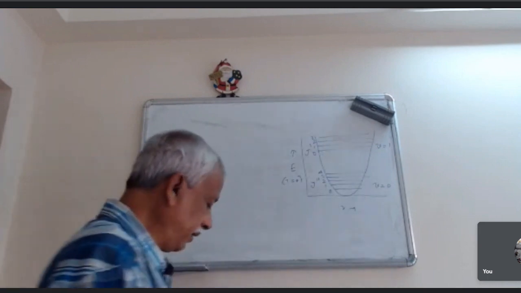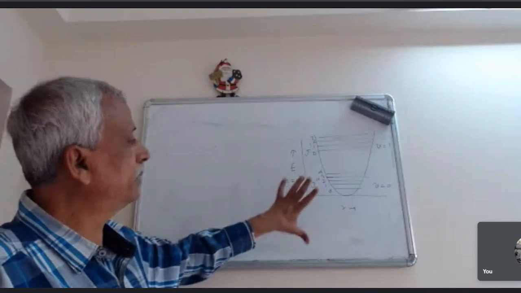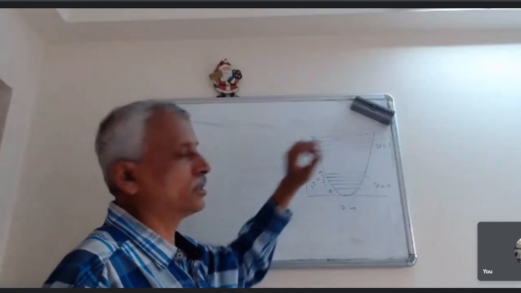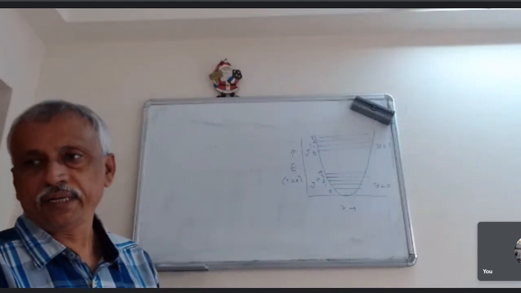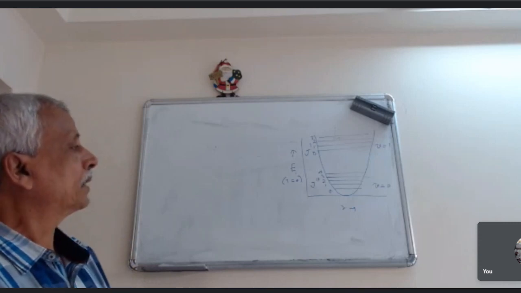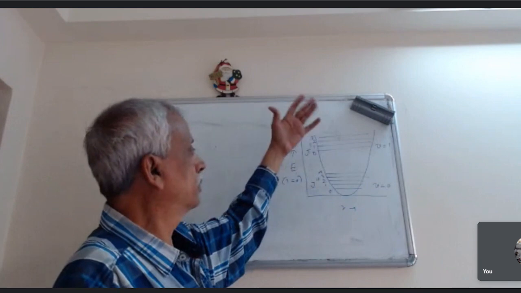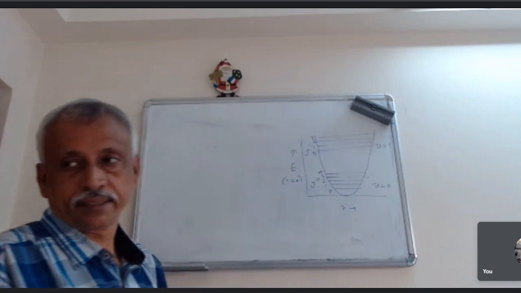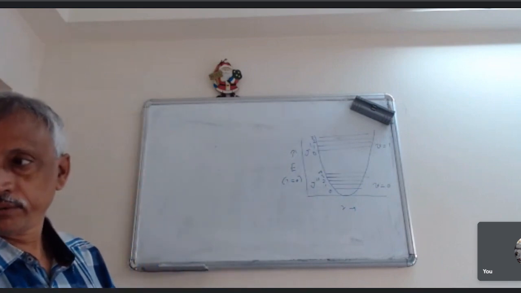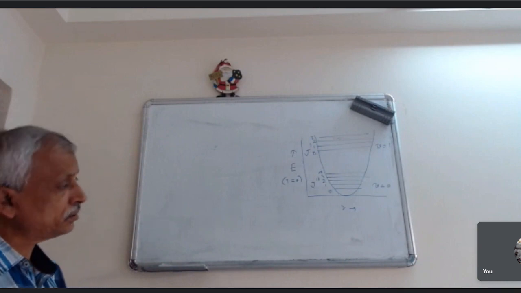So let's say we are considering 0 to 1 transition, as the fundamental transition. Similarly, you can talk about 0 to 2 also, exactly in the same way. That will give you the first overtone transition.